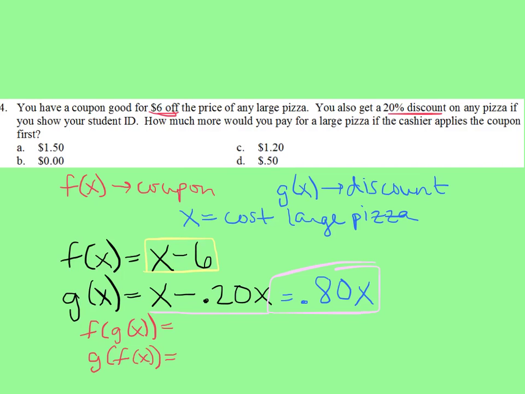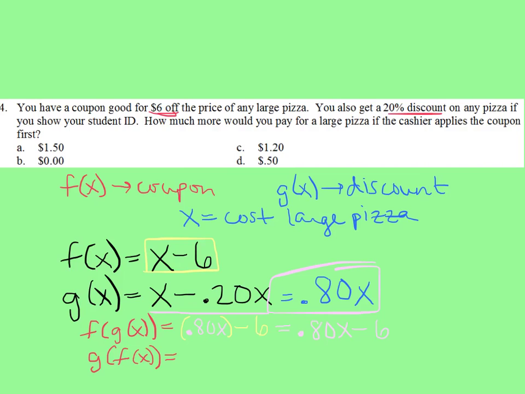Okay, f of g of x. I'm going to start with f, and I'm going to write that exact thing except where I see x, I'm going to insert parentheses. So I have parentheses minus 6. In that set of parentheses, I need to plug in g of x, which was 0.80x. Now we can't simplify that anymore, so I'm just going to write out 0.80x minus 6. That's my answer for f of g of x.